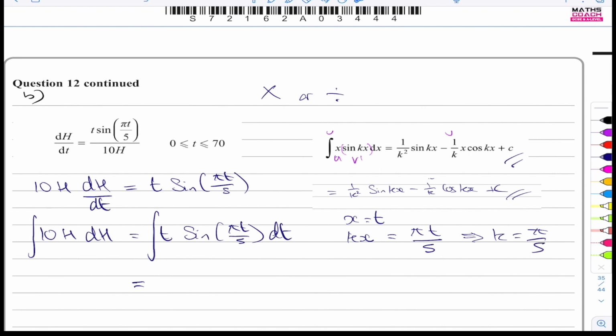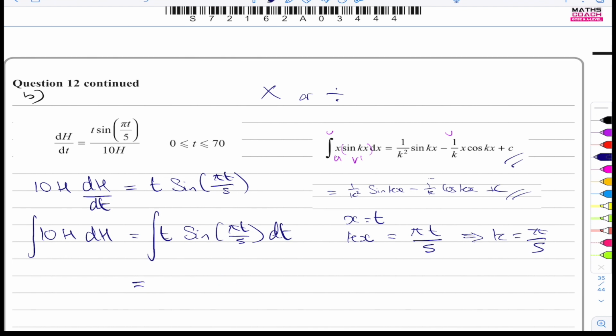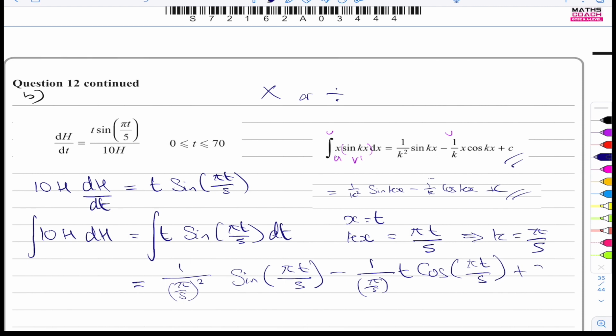Making that change, we can now replace this with this. That's basically the answer to the integration, and put it here. So we have 1 over k squared, but remember k is now pi over 5. So we can write this as 1 over pi over 5 squared times sine of kx, which is pi t over 5, minus 1 over k again, so 1 over pi over 5 times x, which is t in this case, times cos of kx, that's pi t over 5, and then plus c.